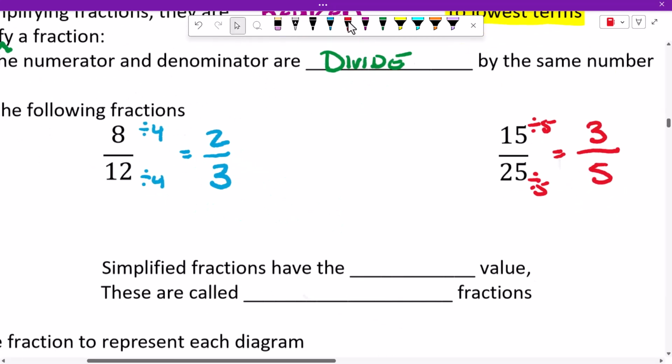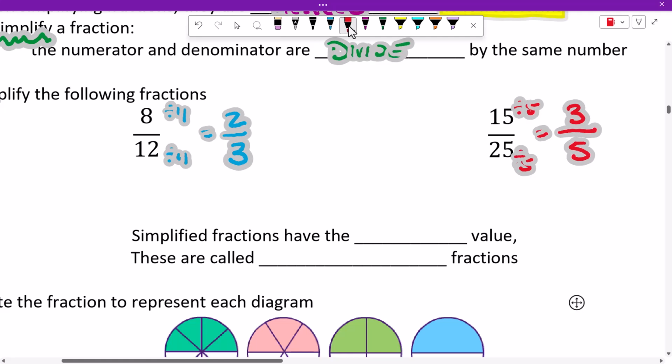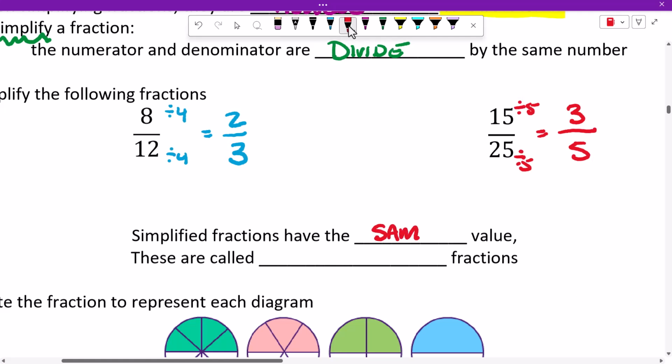So, simplified fractions. The key thing is they have the same value. We're not changing the value, right? They equal the same thing. So they're called equivalent. Remember, that's what the word is. Equivalent.